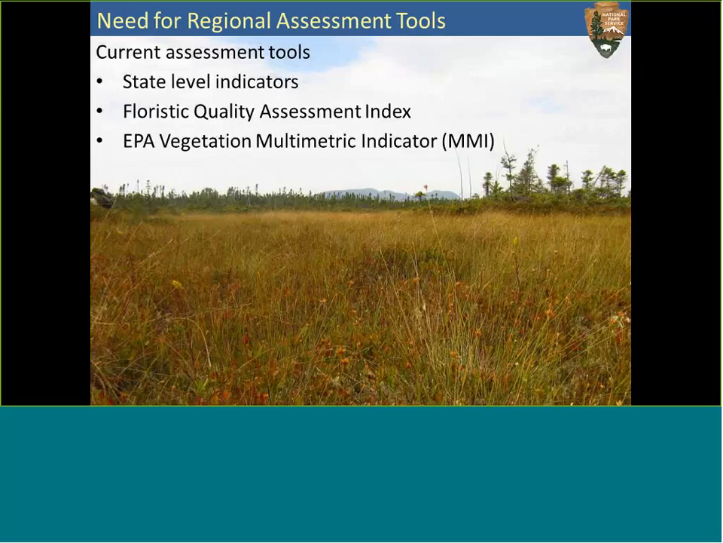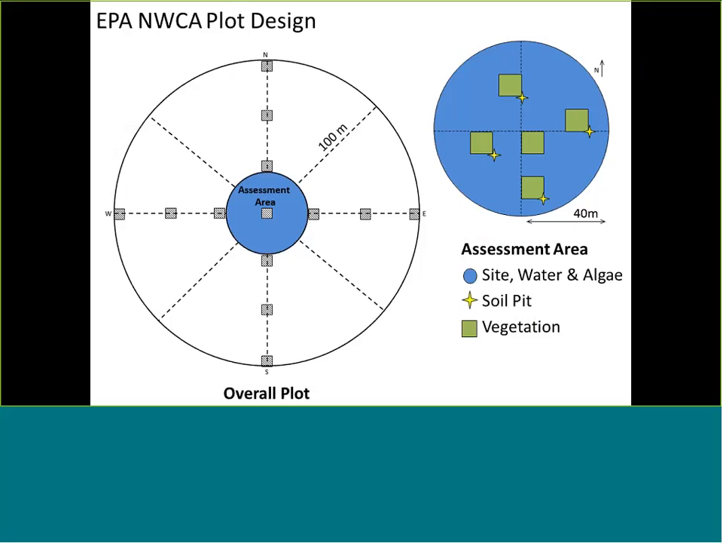And so I think we need a middle ground of geographic scope where wetlands are similar that will allow us to look at patterns of wetland condition across the landscape in a way that we haven't been able to before.